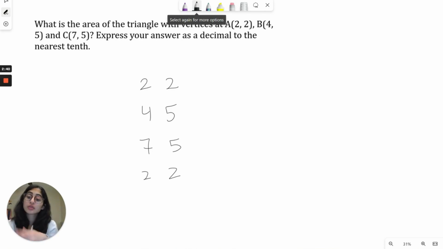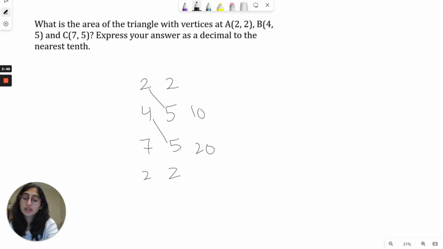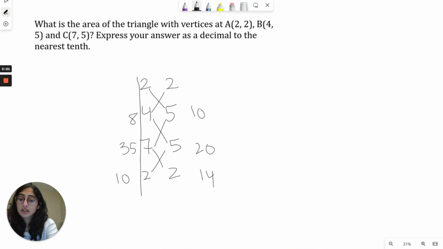Anyway, what you do next is after arranging these coordinates like so, you multiply them diagonally and you make sort of like shoelaces. That's why it's called shoelace theorem, because you have 2 times 5 is 10, and then 4 times 5 is 20, 7 times 2 is 14, 2 times 4 is 8, 5 times 7 is 35, and then 5 times 2 is 10. And this is a little hard to see. Let me draw little lines here. As you can see, these little crosses in the middle look kind of like shoelaces in a boot or something, and that's why it's called shoelace theorem.